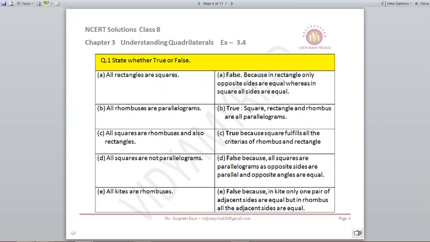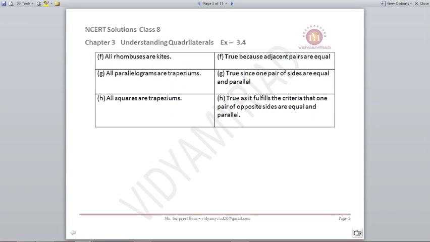Why? Because in a kite only one adjacent pair is equal, whereas in a rhombus all the sides are equal. All adjacent sides, one by one, are equal. So "all kites are rhombuses" is a false statement. All rhombuses are kites. Yes, it is true, because its adjacent pairs are equal.